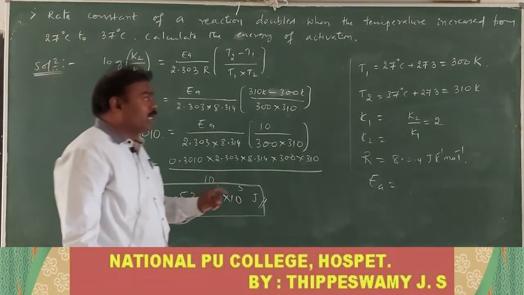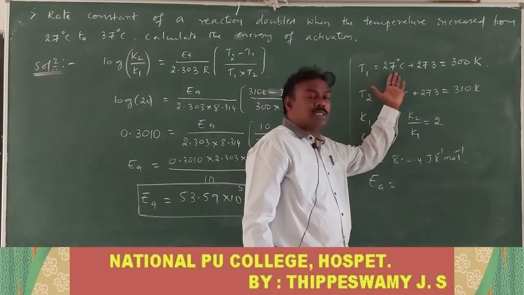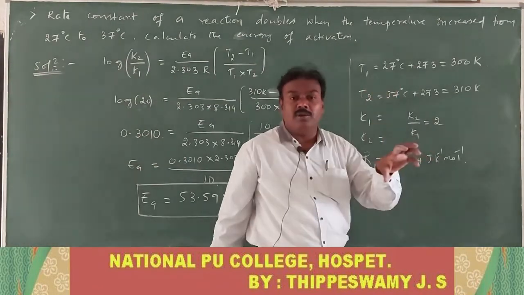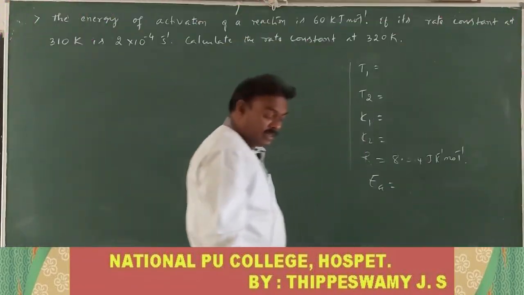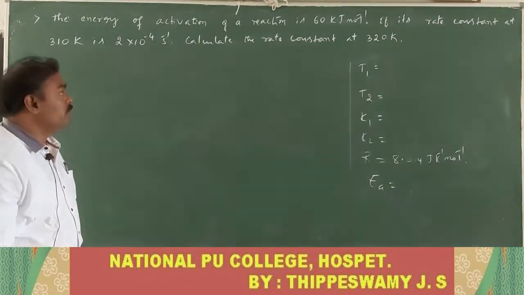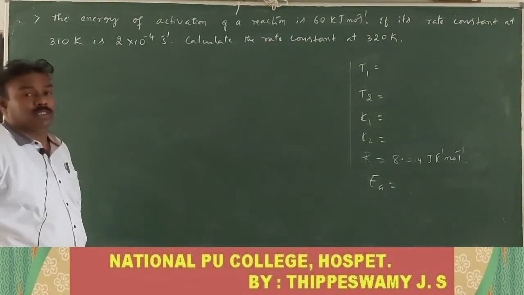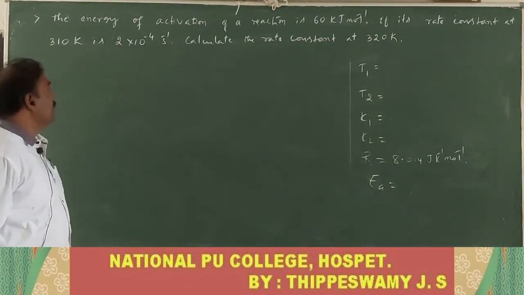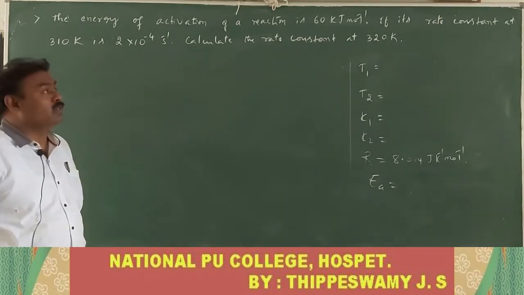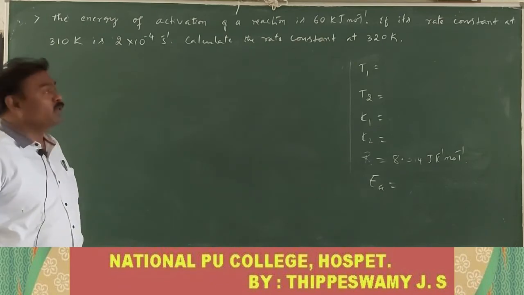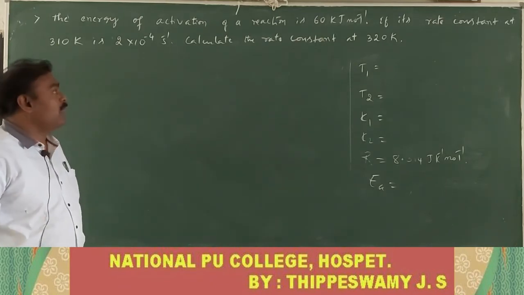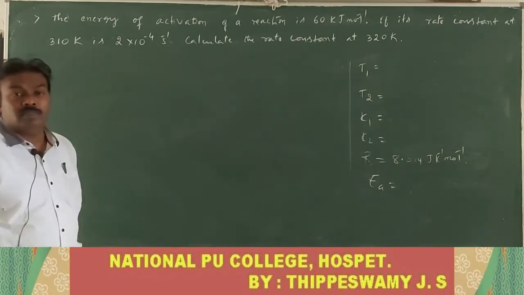But one thing you must keep in mind: whenever the temperatures are given in degree Celsius, you just have to convert them into the Kelvin scale. This is one more example regarding the Arrhenius equation at 2 temperatures. See the numerical. The energy of activation of a reaction is 60 kilojoules per mole. If its rate constant at 310 Kelvin is 2 into 10 to the power minus 4 per second, calculate the rate constant at 320 Kelvin.